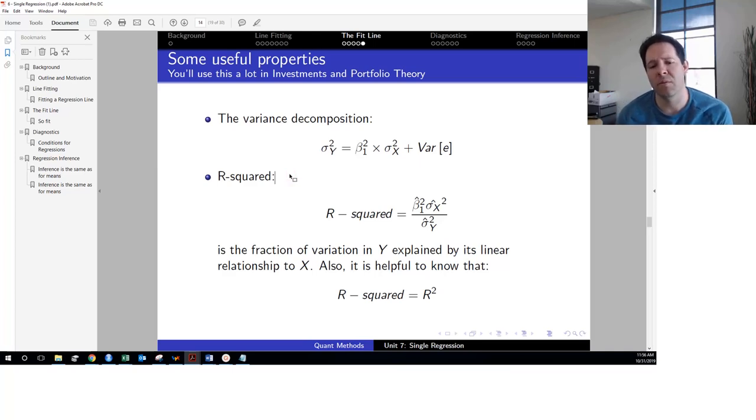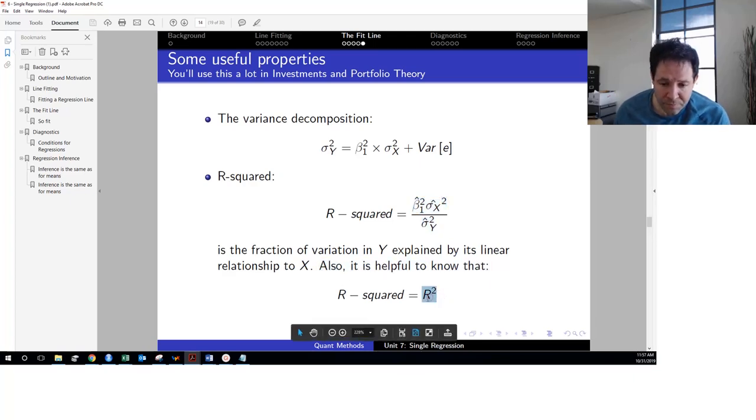From this variance decomposition, we can get a common statistic to report about regressions that tells us how well we fit. Namely, we take the ratio of how much we were able to explain using the regression to how much variance there was to explain. That is what's called R squared. It's also called the coefficient of determination, if you're looking for another thing to call it. It is simply the fraction of variation in y explained by its linear relationship to x. R squared has this formula, but it's also useful to know that R squared is the correlation squared. So the R in R squared relates back to computing the correlation.